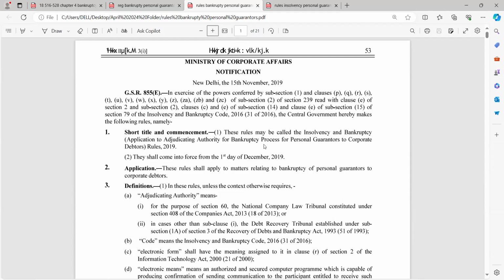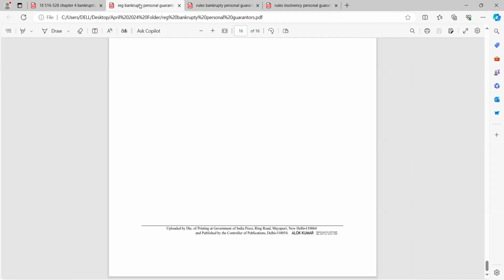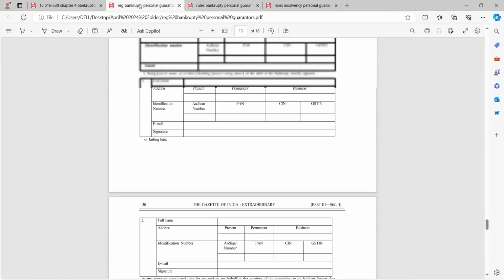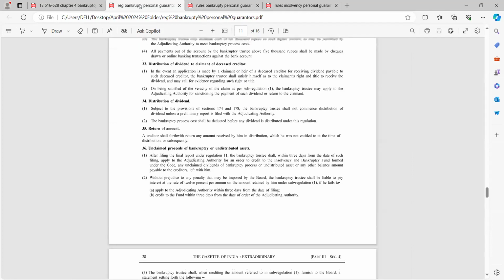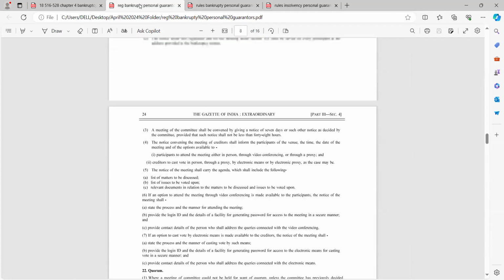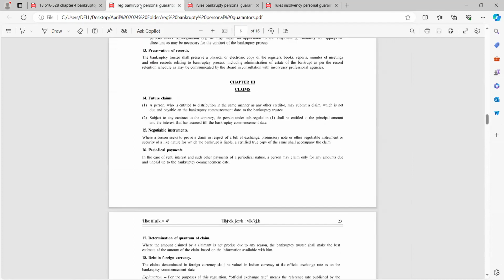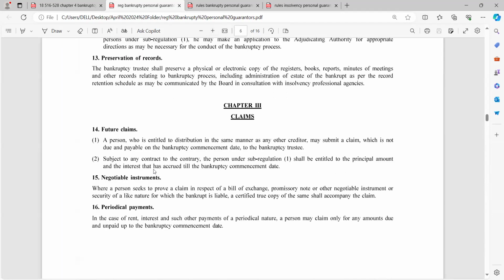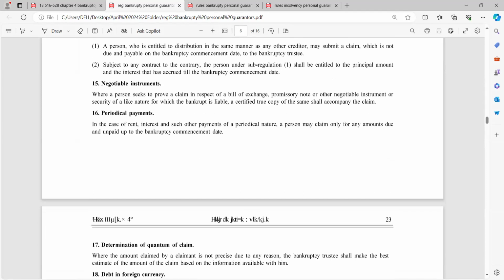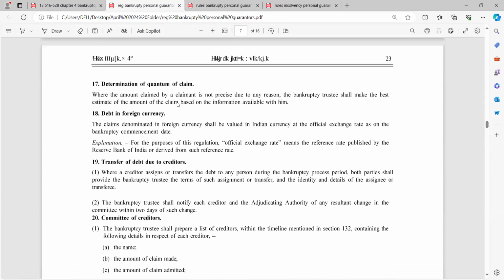ये वाले रूल्स कहाँ पे चले गए फिर? ये आपके रेगुलेशंस में है एक्चुअली, रूल्स नहीं, रेगुलेशन। हाँ, रेगुलेशन है, वो गलती लिख दिया। तो रेगुलेशन आपका 14 to 18 आप देखोगे तो यहाँ मिलेगा। ये फ्यूचर क्लेम्स की बात कर रहा था, नेगोशिएबल इंस्ट्रूमेंट्स में आपको सर्टिफाइड कॉपी देनी है। पीरियोडिकल पेमेंट्स हैं, तो जो भी बैंक्रप्सी कमेंसमेंट डेट तक है वो सिंपल है। डिटर्मिनेशन ऑफ क्वांटम ऑफ क्लेम, ठीक है ना?